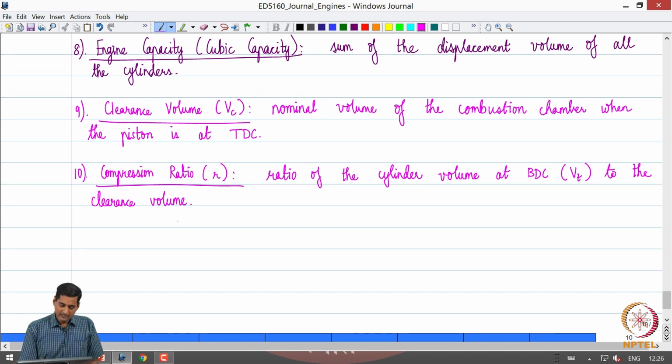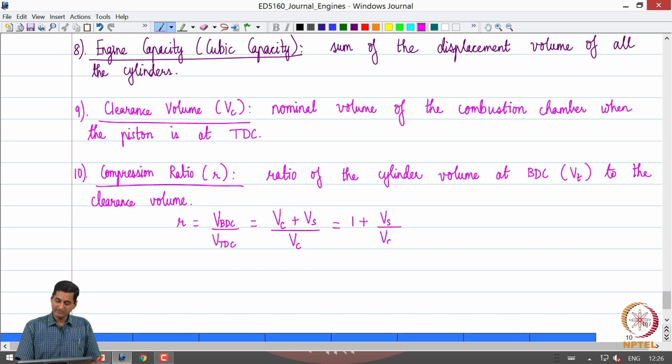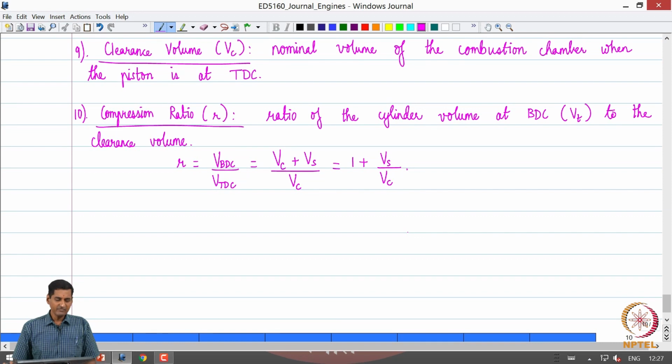Okay. So, R is defined as the volume at the bottom dead center divided by the volume at the top dead center. We can immediately observe that the volume at the bottom dead center, I can rewrite as Vc, which is the clearance volume, plus the swept volume, and the volume at the top dead center is anyway V subscript C. So, based on this we can immediately observe that the compression ratio can be written as 1 plus Vs divided by Vc. Okay. So, that is the definition of compression ratio.